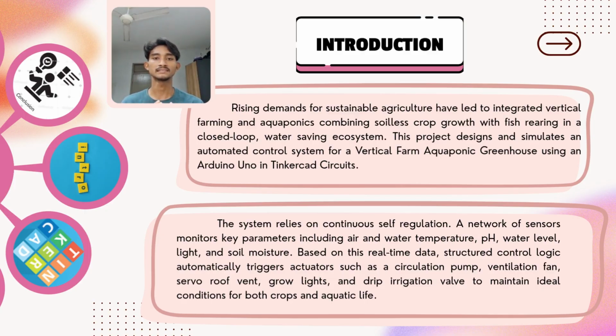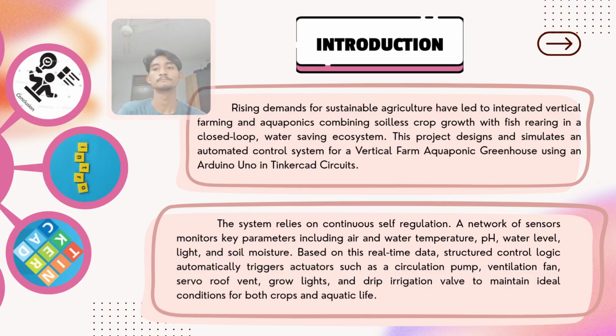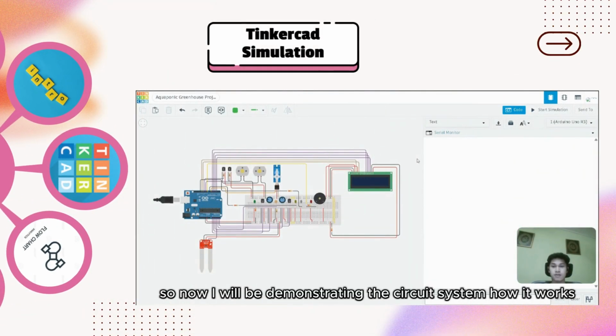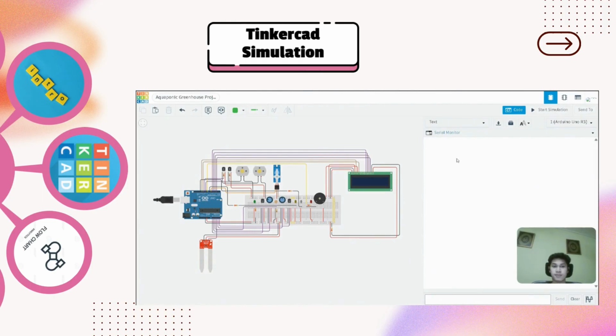The core idea behind the system is continuous self-regulation. We use a network of sensors to monitor several key environmental parameters such as air and water temperature, pH level, water level, light intensity and soil moisture. So now I will be demonstrating our circuit system, how it works and how each component responds to each other.